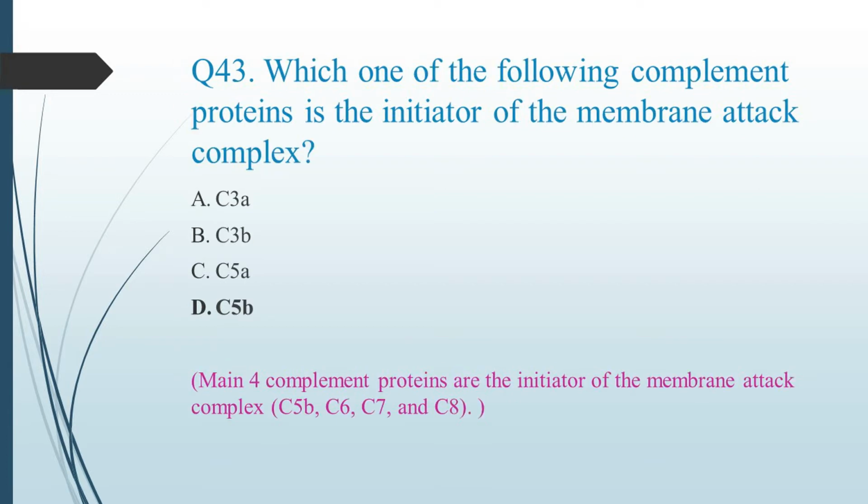Question number 43 says, which one of the following complement proteins is the initiator of the membrane attack complex? So four main complement proteins are involved in the membrane attack complex, that is C5b, C6, C7 and C8. So option D, C5b, is the right option.